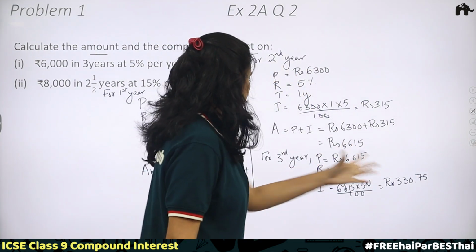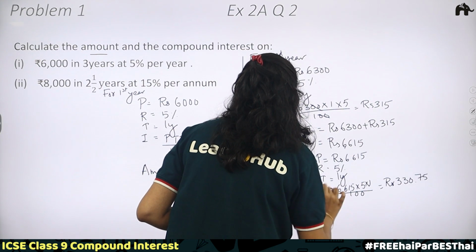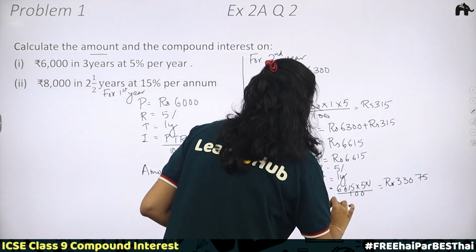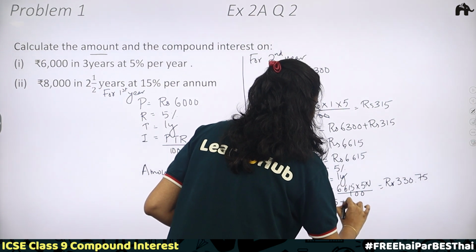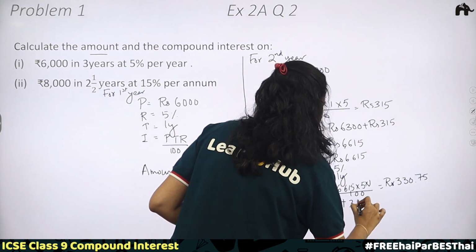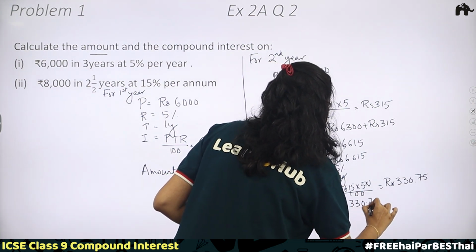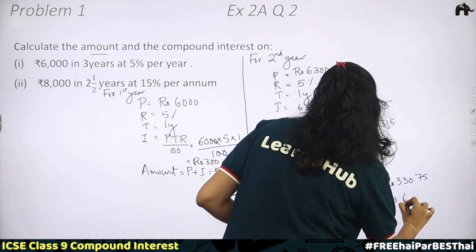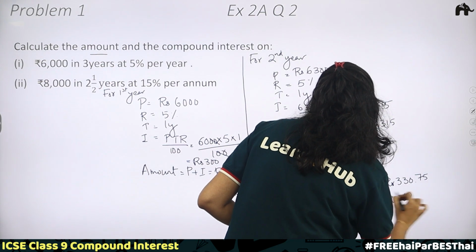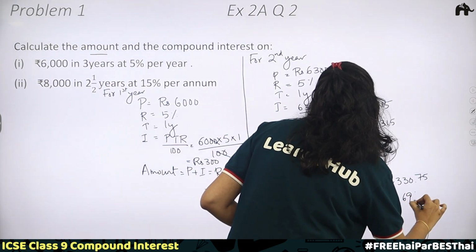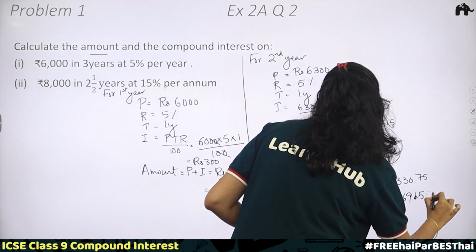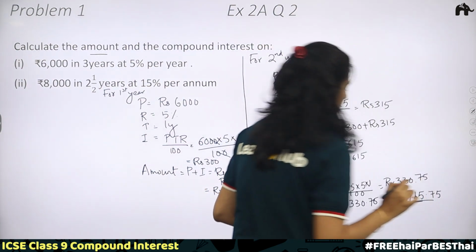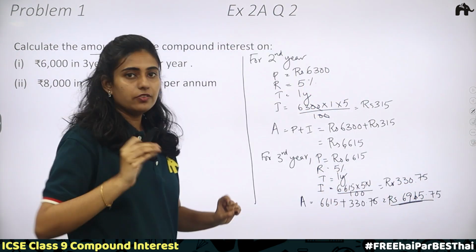330.75 is the interest. Then what is the amount? Amount will be equal to principal plus interest: 6,615 plus 330.75, which is equal to rupees 6,945.75. Okay, so this is the amount at the end of third year. So we got the amount.